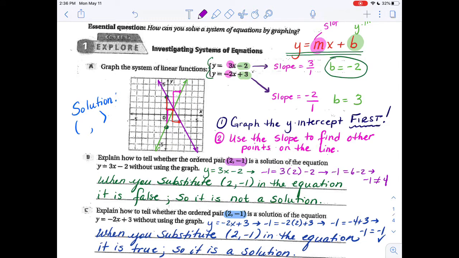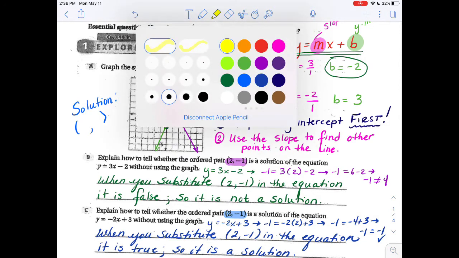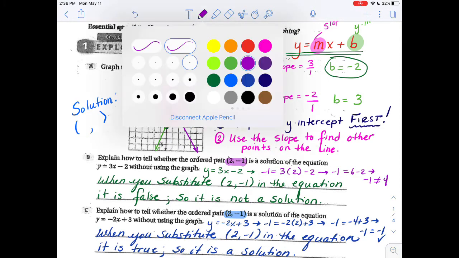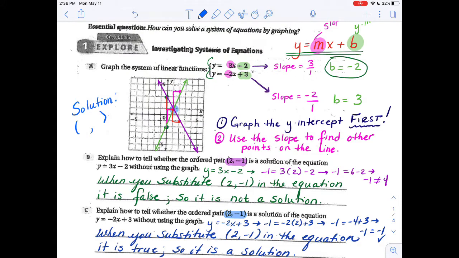And you should see they actually intersect at one point. This right here. Well, what point is that? That is 1, 1, which means that right there is my solution. That is the one and only point that works for both those equations.